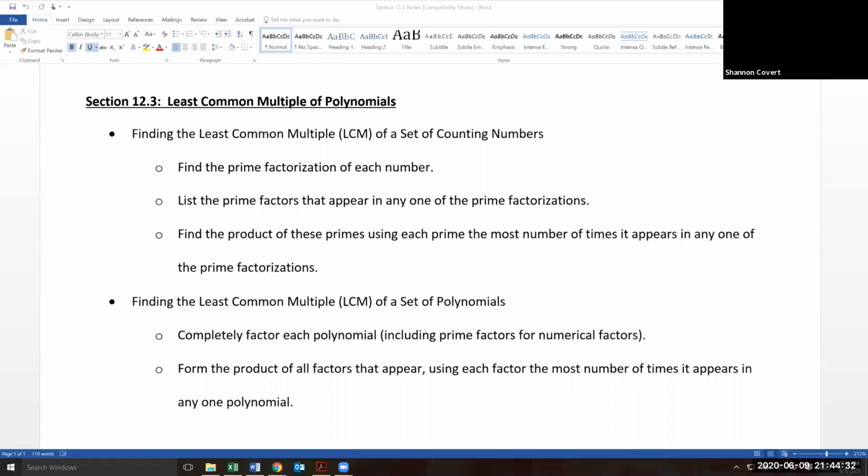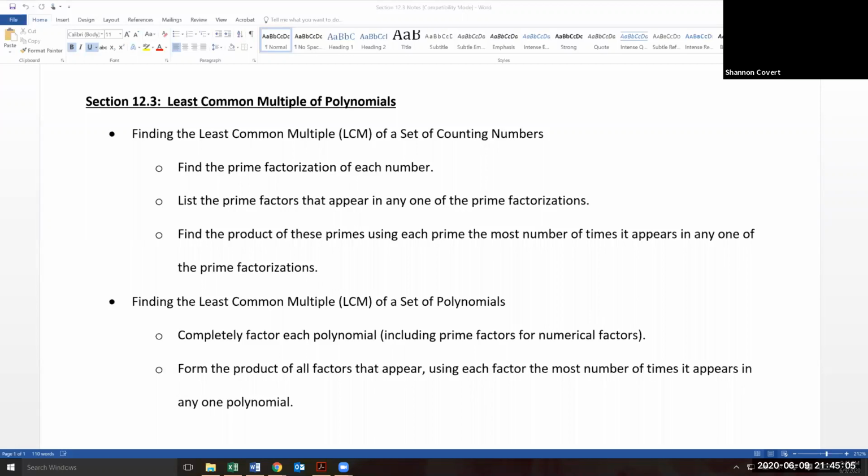Today we're covering section 12.3, least common multiple of polynomials. These are going to be the steps that we use to find our least common multiple. We're going to look at it in terms of counting numbers, but also in terms of polynomials. So we'll start with the steps for finding the least common multiple of a set of counting numbers.